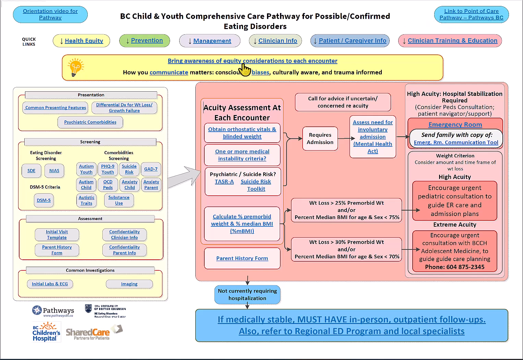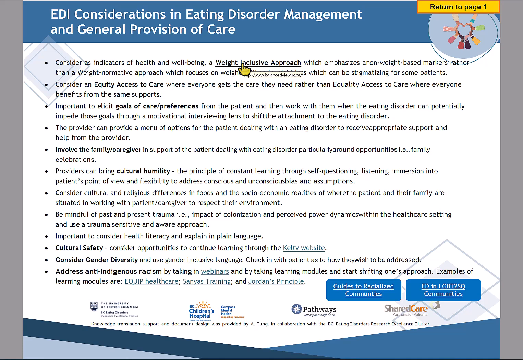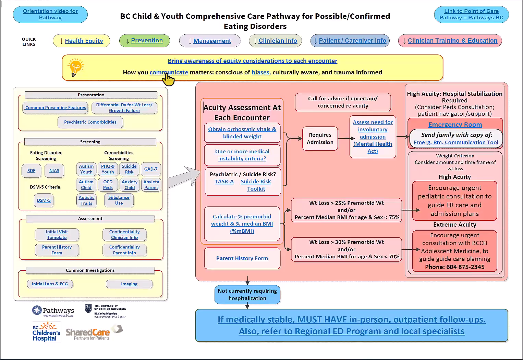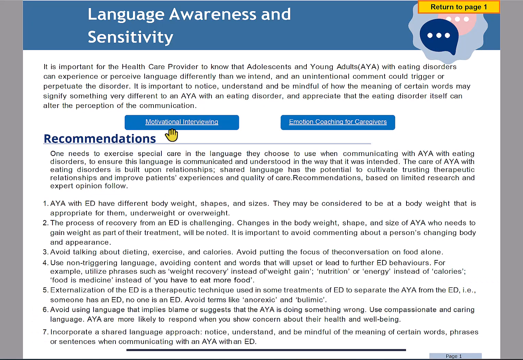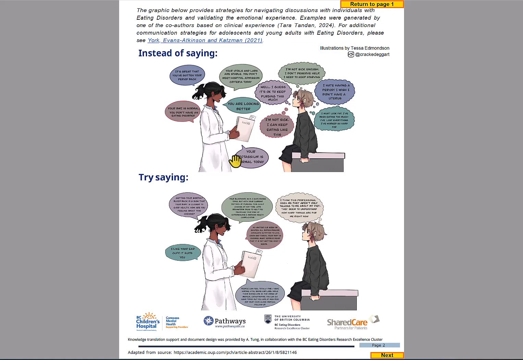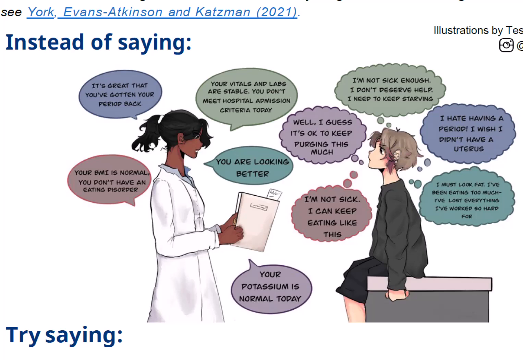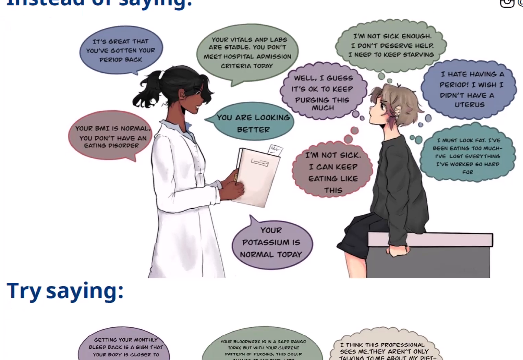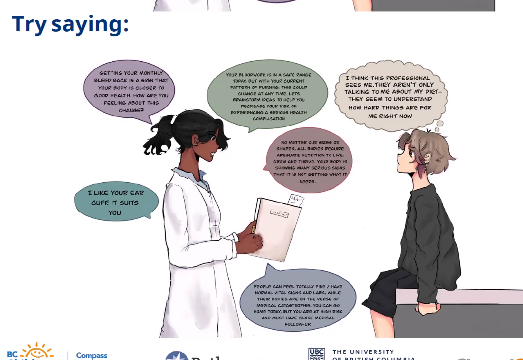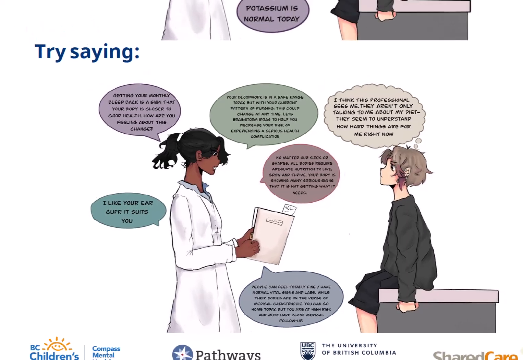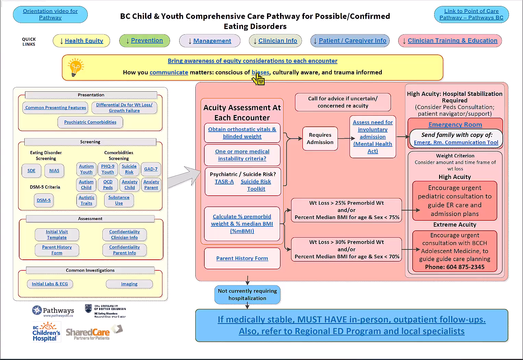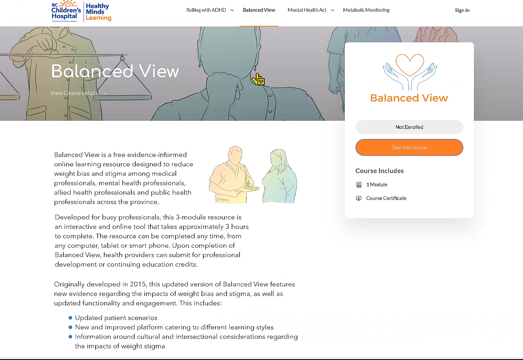As we've seen before, this link takes us to a document on equity, diversity, and inclusion, and also has links to racialized or LGBTQ communities. Note that clicking on the return button always brings us back to the front page of the care pathway. Language awareness includes links to deeper dives on motivational interviewing and emotion coaching for caregivers, and includes examples of what supportive language might look like. Any blue underlined word or group of words links to more information on that topic, such as with bias.